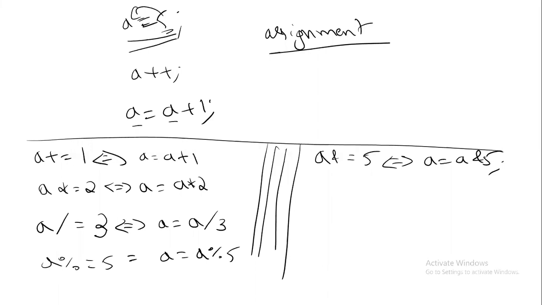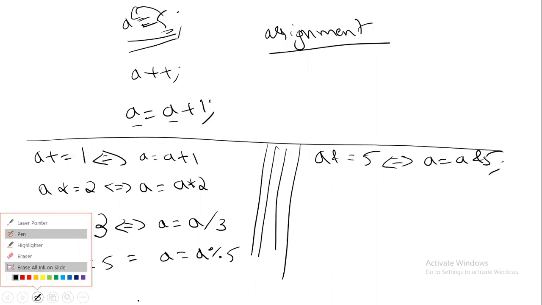Now let me give one code snippet, so let's see what you will do. If I write int A equals 5, then I'll write A into equals 3 plus 2. I have written like this, 3 plus 2. So can anyone tell me what the answer is here? Can anyone tell me what is the answer?